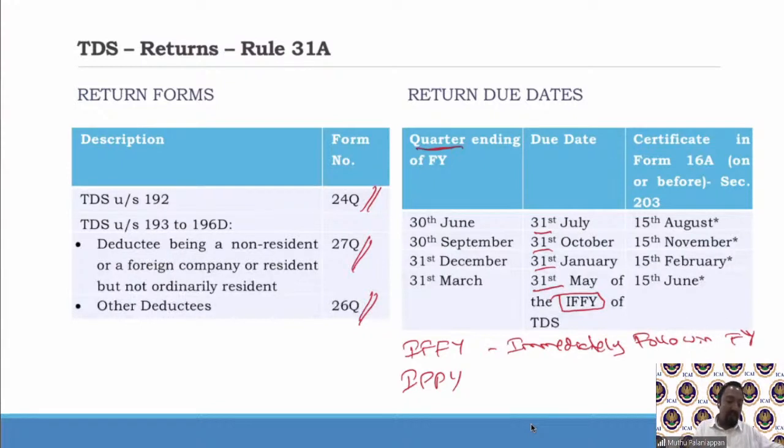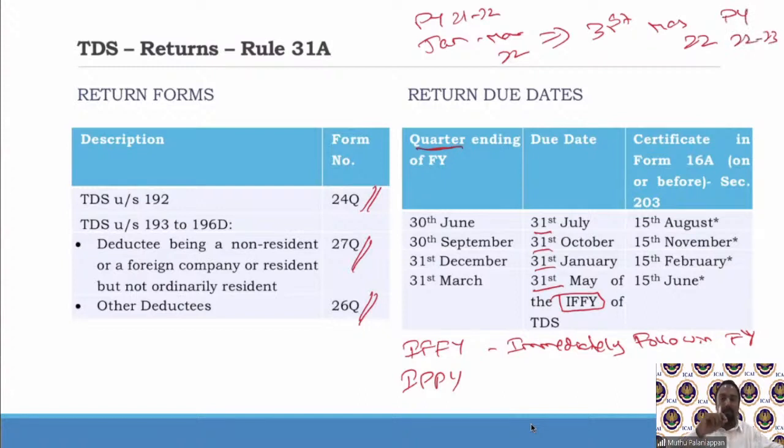So for March alone, for the period January to March quarter, you'll have to file before 31st May. So if it is March 22, you'll have to file before 31st May 22. This is previous year 21-22, and this is previous year 22-23. That is why we are saying immediately following the financial year. So for previous year 21-22, for quarter 4, that is January to March, we need to file it before 31st May of 22. That's what we are calling IFI: 31st May of the IFI of the period in which TDS was deducted.